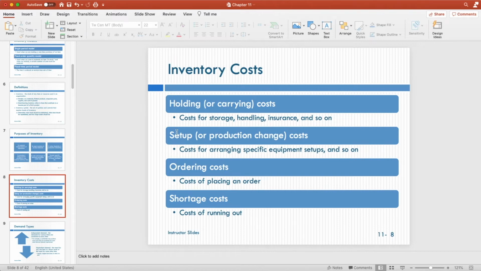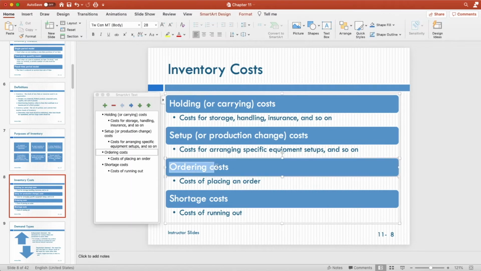The second one is setup cost, or we call it production change cost. Each time when you arrange some specific equipment setup or some workforce setup, you need to incur certain costs. That is another type of inventory cost, which is called setup cost.